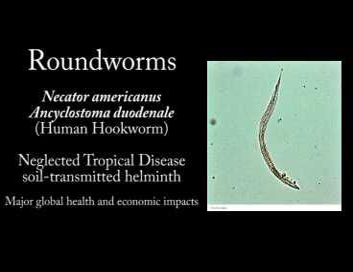Hookworm is another type of roundworm that has major global health and economic impacts. Necator americanus and Ancylostoma duodenale are the causative agents of human hookworm. Human hookworm is listed as a neglected tropical disease and is classified as a soil-transmitted helminth. Larvae are the infective form of hookworm.